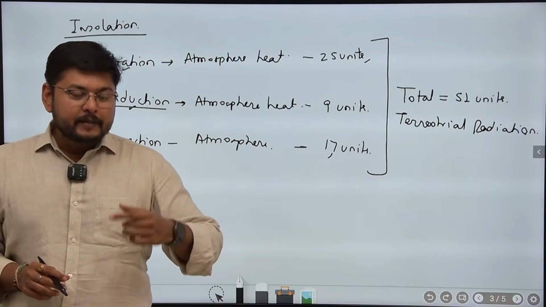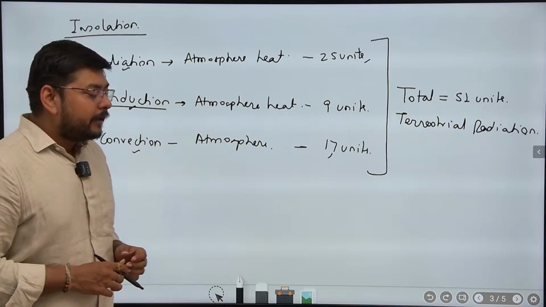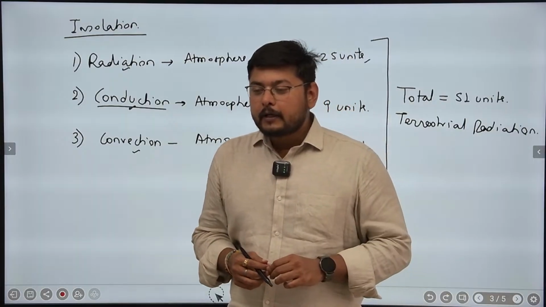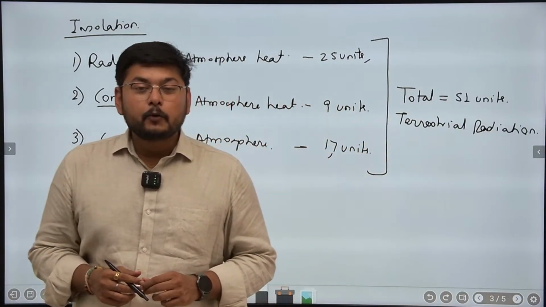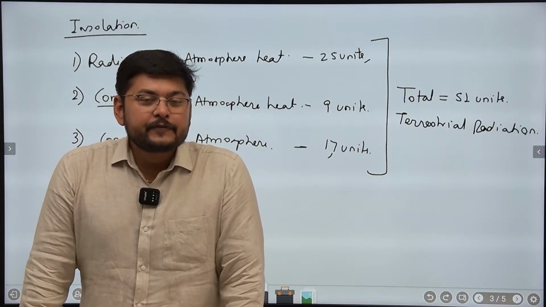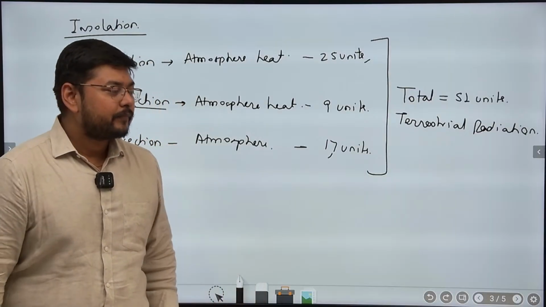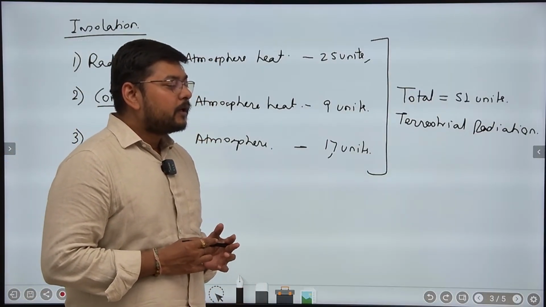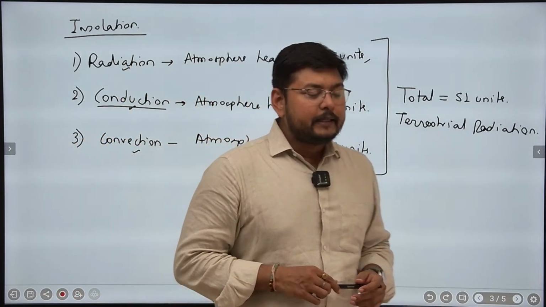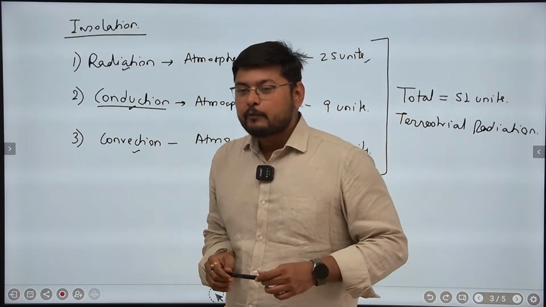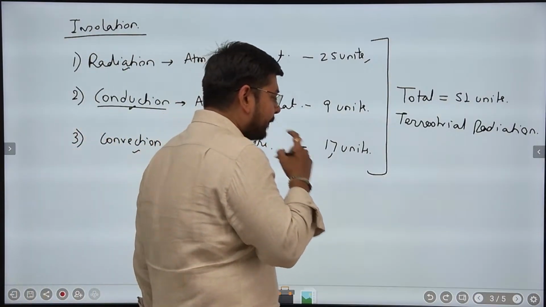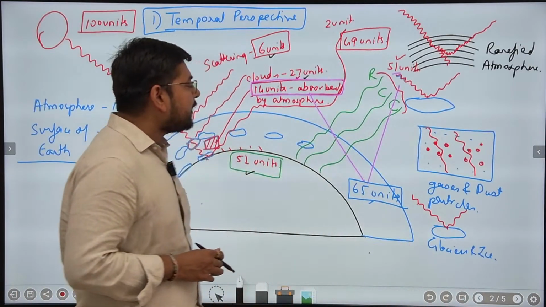Okay, full stop. Next point, we will write. Here we can see that the total energy or the total insolation reflected by the Earth's atmosphere and surface, the total amount of energy which is reflected or scattered by the Earth's atmosphere and surface, is 65 units.